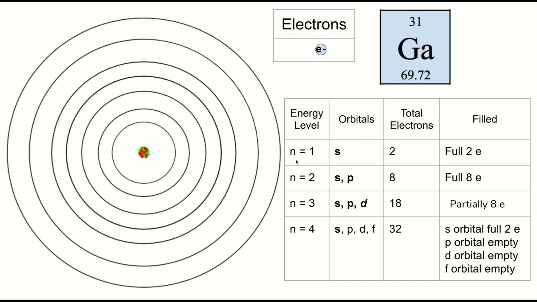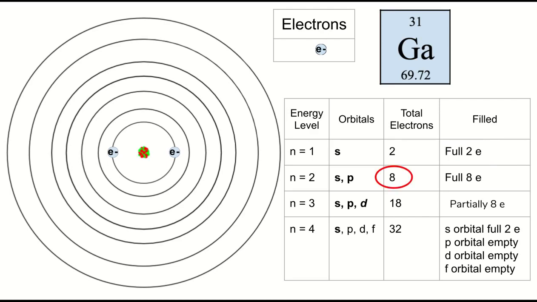So we're going to start with our first energy level, which contains an s orbital. S orbitals can hold a maximum of 2 electrons, and so the first energy level can hold a maximum of 2 electrons. And so I'm going to start by filling that up. I'm going to put 1 electron in, 2 electrons in, and now we have a completely full energy level with 2 electrons in the first energy level.